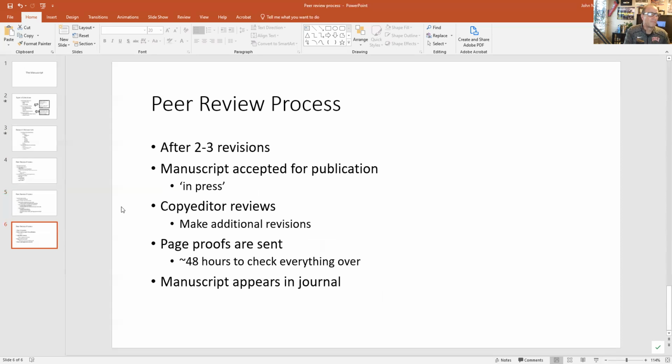And so here, after 2 to 3 revisions, eventually the manuscript hopefully will be accepted for publication, and then we can say it's in press. And so you may actually be coming across references that have "in press" instead of a year. That just simply means the editor has decided to accept the manuscript in its most recent version for publication. Once that happens, that manuscript is then sent to a copy editor. And so there's still more work here.